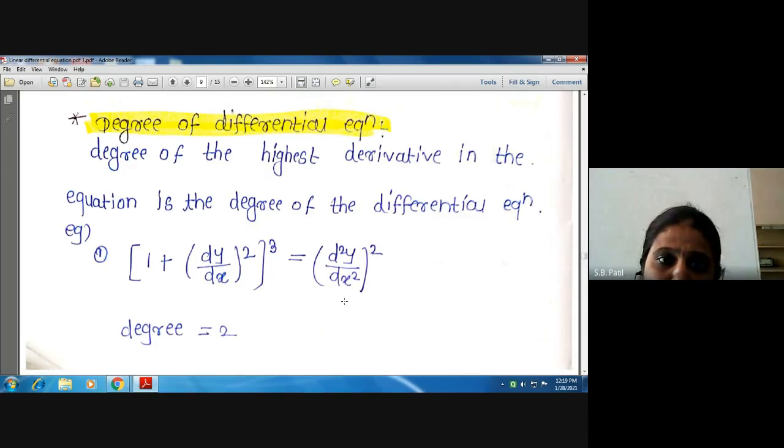According to the definition of the degree of a differential equation, we take the power of the highest order derivative. In this equation, this is the first order derivative, and this is the second order derivative, and the power of the highest derivative is 2. So the degree of this equation is 2.